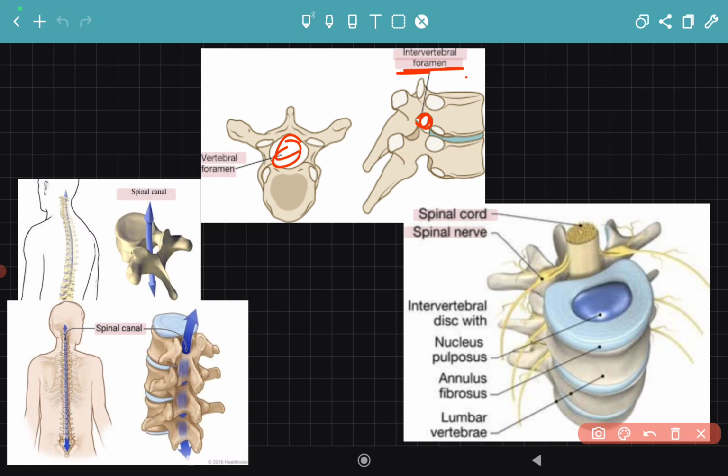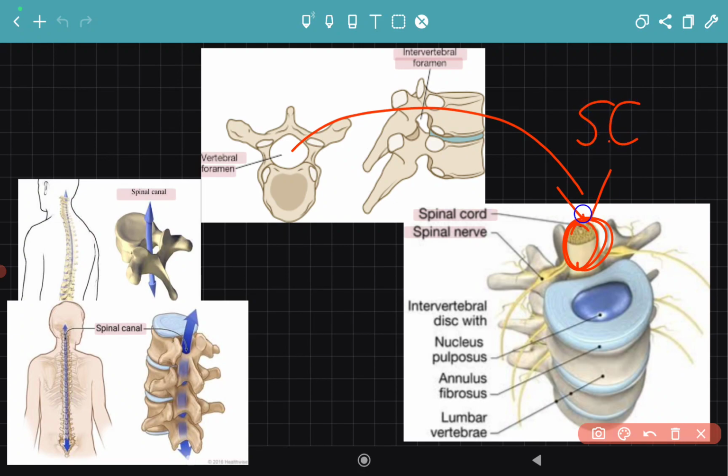From this vertebral foramen, we can see there is the spinal canal from where the spinal cord will pass. Here also we can appreciate, from this vertebral foramen upwards or downwards, the spinal canal from which the spinal cord will pass. Similarly, on the right side, in this diagram we had seen earlier also, there is this portion of the vertebral foramen which is occupied by the spinal cord.